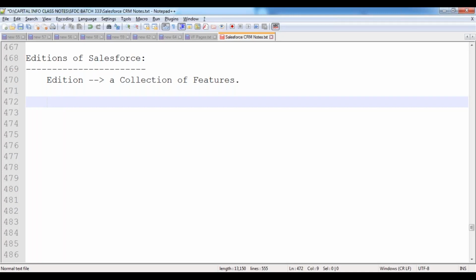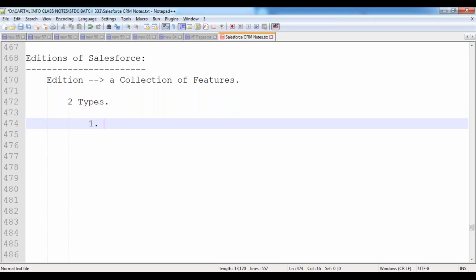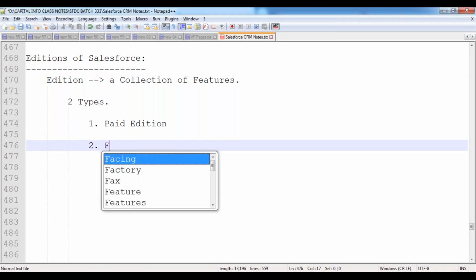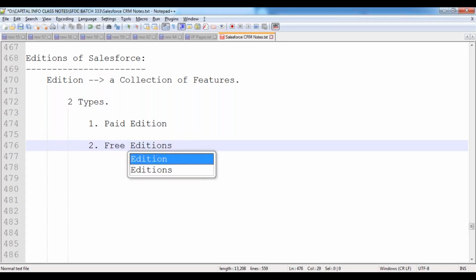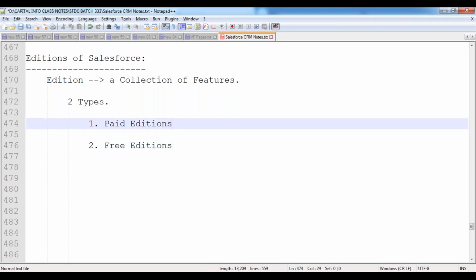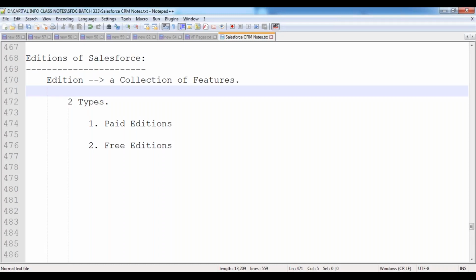So Salesforce is providing various editions. As part of these editions, we have two types available. First one, paid edition. Second one, free edition. We have paid editions available and we have free editions also available. Now in this case, we can raise a question: sir, are these editions available only in Salesforce? No, everywhere. In every software, you will have some editions.